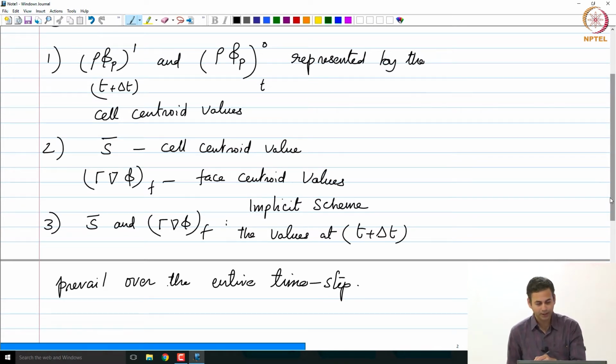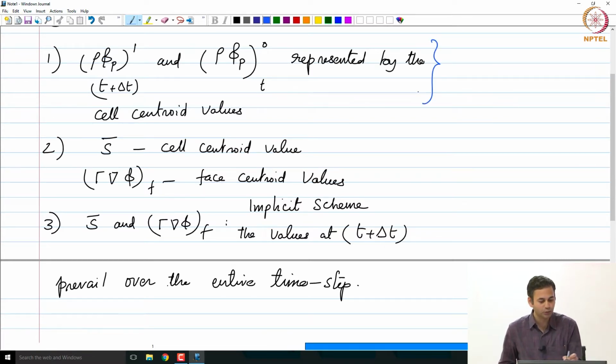Okay. So, then let us evaluate each of these approximations. What is the first approximation? Rho phi p1 and rho phi p0, these are represented by the cell centered values. So, what will be the order of accuracy for these terms? This is basically a mean value approximation, right. We have already seen that a mean value approximation leads to what? Second order in space or time? Space, right. This will lead to second order in space because phi p is what we are looking at. So, this is order delta x square in space.